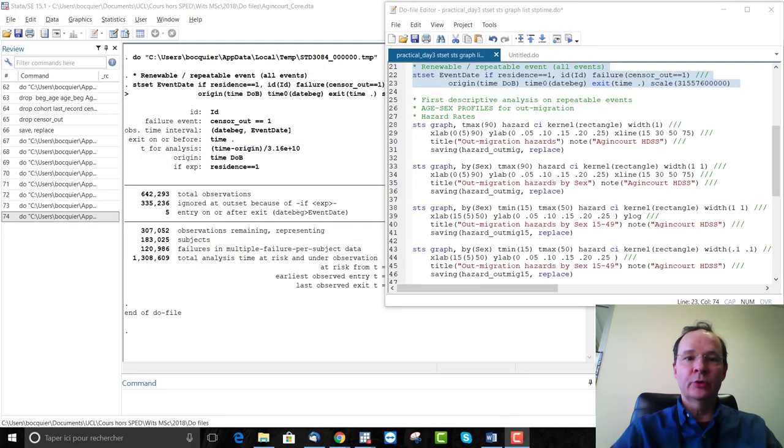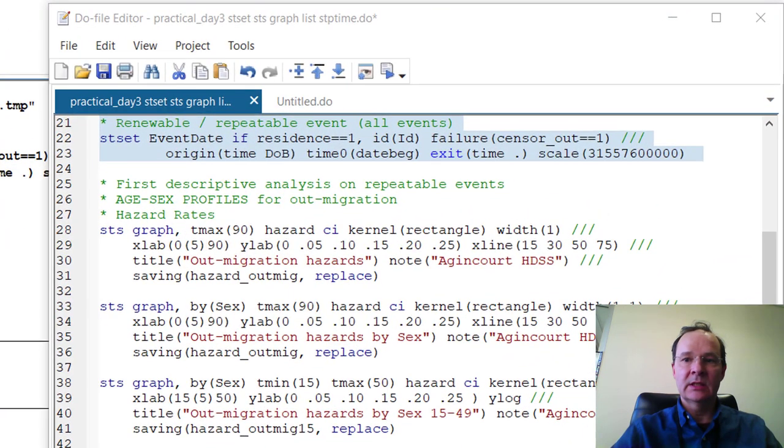Hello, this is a tutorial about descriptive analysis with Stata. We explained in a preceding tutorial how to stset the data. We will start with a data set that is stset for repeatable event or renewable event, and in this case this is out-migration. So we want to illustrate descriptive analysis using graphs.